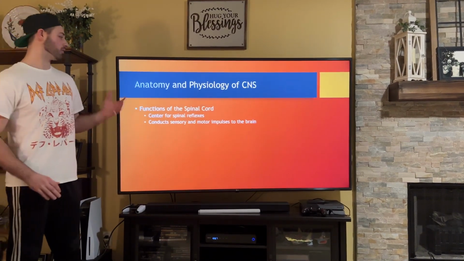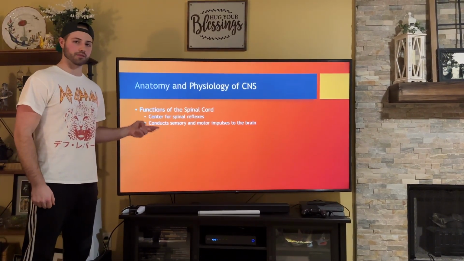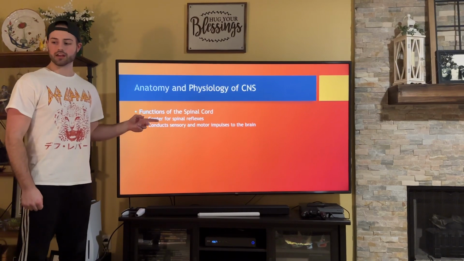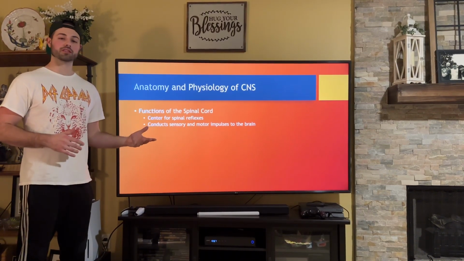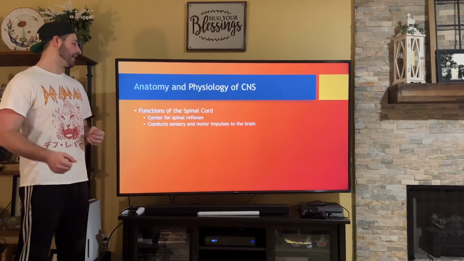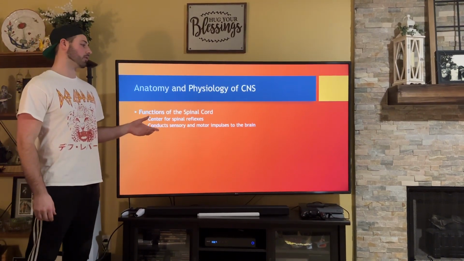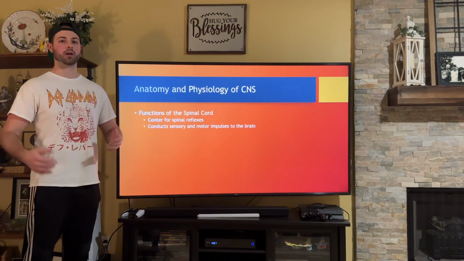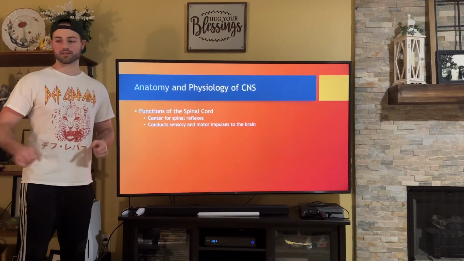Now, the spinal cord has really two main functions. The first is the spinal reflexes, which maintain homeostatic functions and control automatic actions such as coughing or sneezing. Now, it will also conduct sensory and motor impulses to and from the brain as well as from the peripheral nervous system.